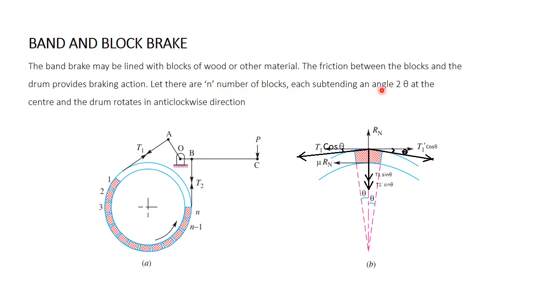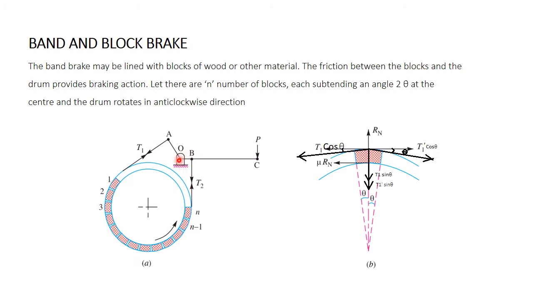Each block subtends an angle at the center of the drum equal to 2 theta. Here I have shown a schematic diagram of the 2 theta subtended by each block, and the drum rotates anti-clockwise. Here T1 is greater than T2, P is the applied effort, and O is the pivot point.